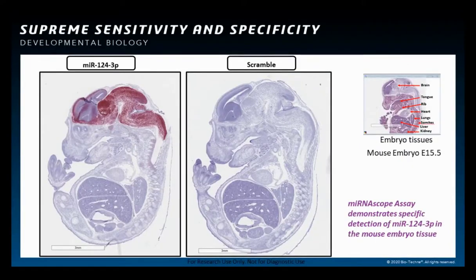Now, moving on to developmental biology, and this is perhaps one of our favorite images. This is showing the mouse E15.5 embryo sagittal section. At the top, we have the brain or the head of the animal, and on the bottom, it's the embryo's body. Now, this particular slide, again, highlights the assay's specificity compared to its negative control on the right, and the exquisite spatial distribution of miR124, specifically in the central nervous system. Also, it shows the assay's ability to retain morphological context, which is really critical to understand the function of this or any other microRNA.